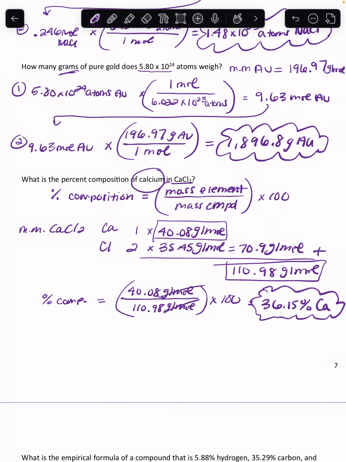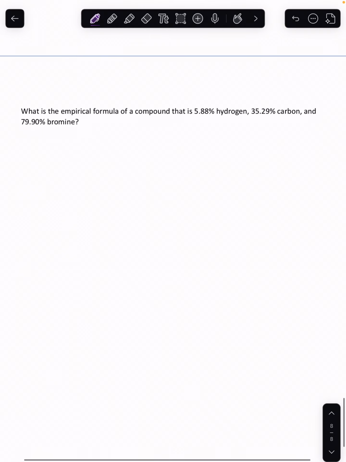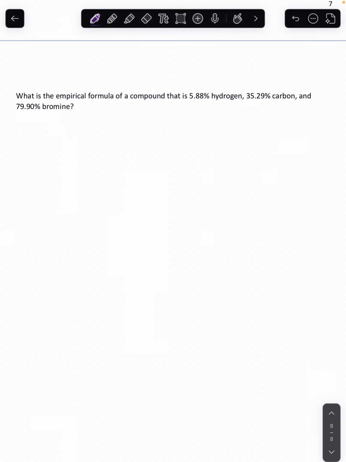Let's see. What is our next one? So, this is our last one. This is the last question on the exam. And it's asking, what is the empirical formula of a compound that is 5.88% hydrogen, 35.29% carbon, and 79.9% bromine?